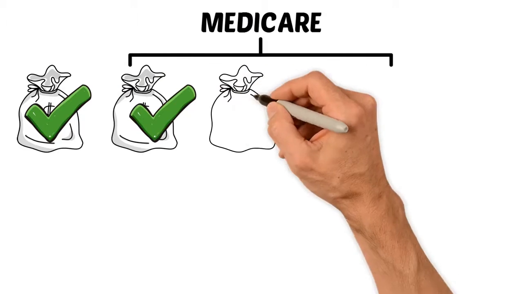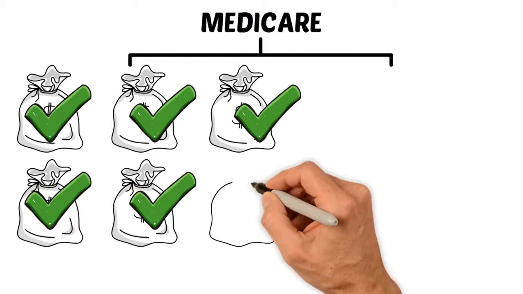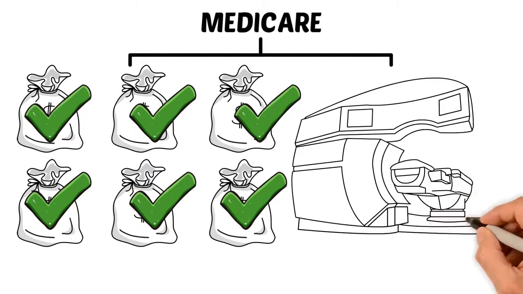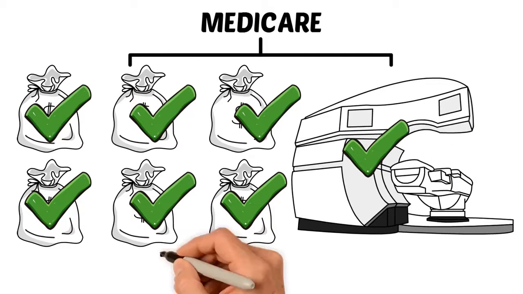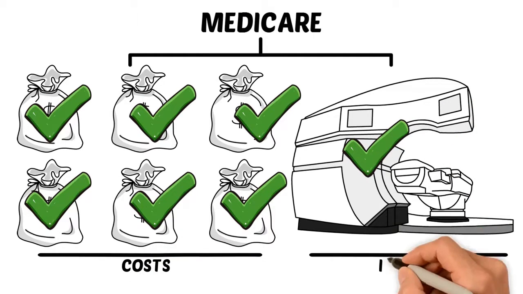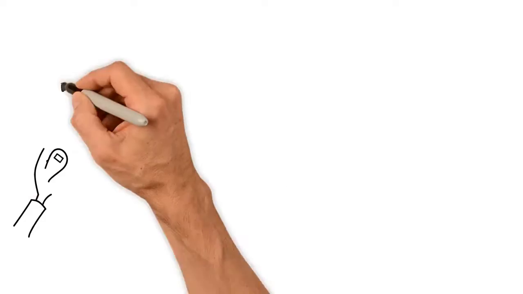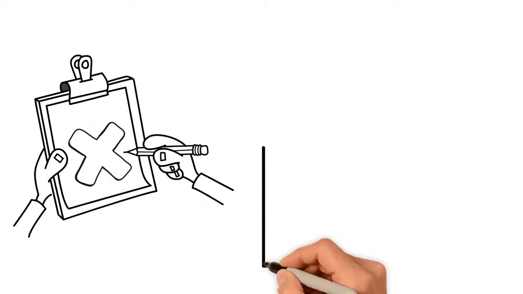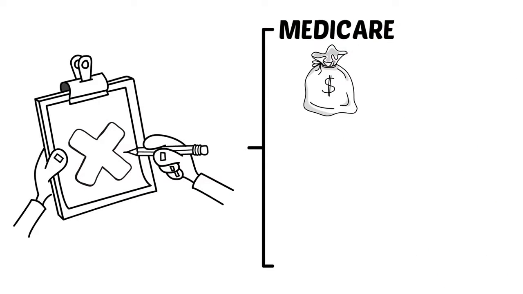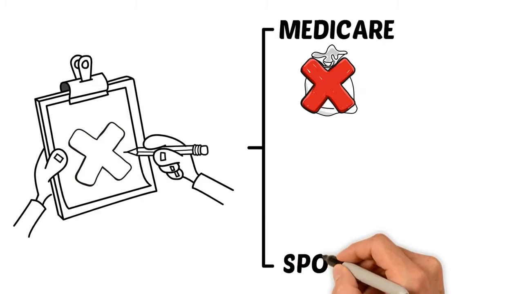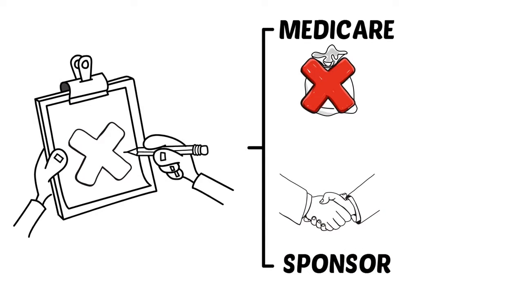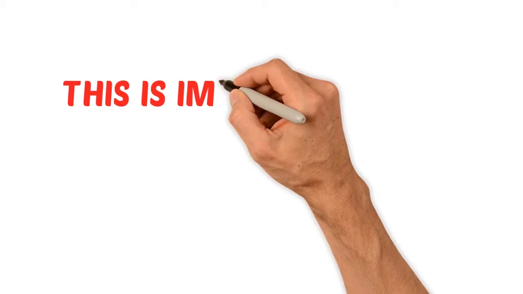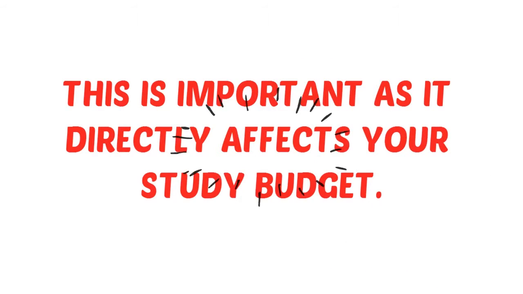Medicare covers the routine costs of a qualifying clinical trial, as well as reasonable and necessary items and services used to diagnose and treat complications arising from participating in all clinical trials. If a trial does not qualify, then the costs for all items and services related to the clinical trial are not billable to Medicare or insurance providers and must be provided by the study sponsor. This is important as it directly affects your study budget.